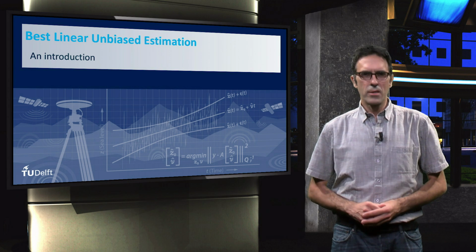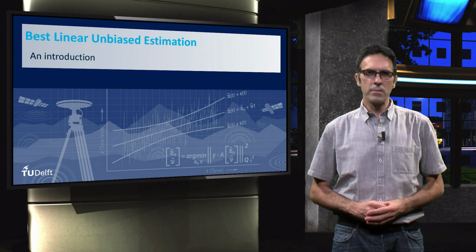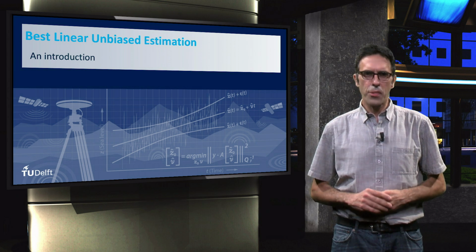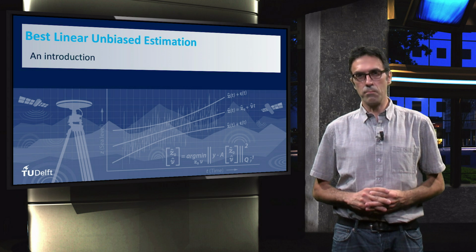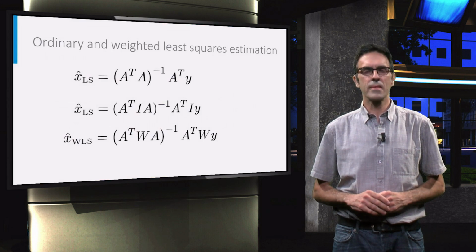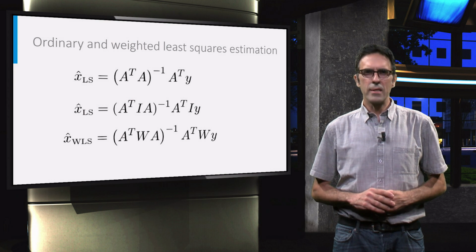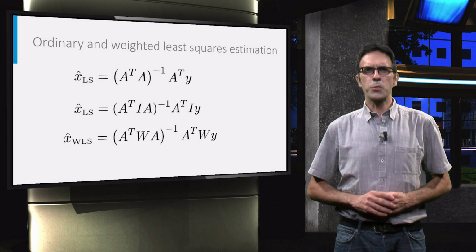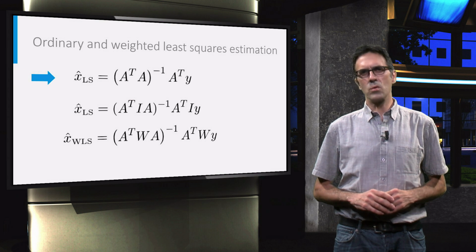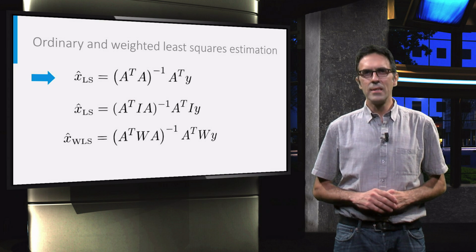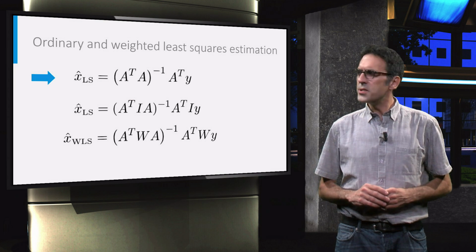After introducing the concepts of least squares estimation, followed by weighted least squares estimation, we now introduce a third estimation procedure, BLUE, or Best Linear Unbiased Estimation. Let's have a look again at our results for least squares estimation. We found the expression for the unweighted, or ordinary least squares estimate, x hat. It is only dependent on the design matrix A.